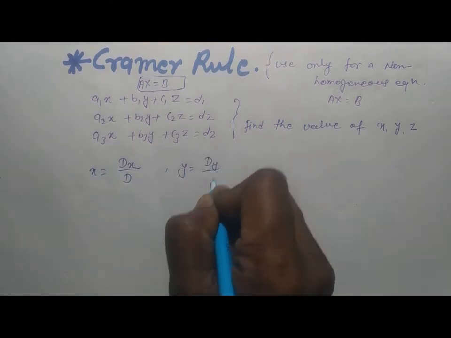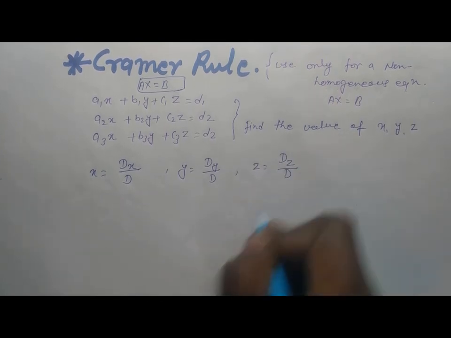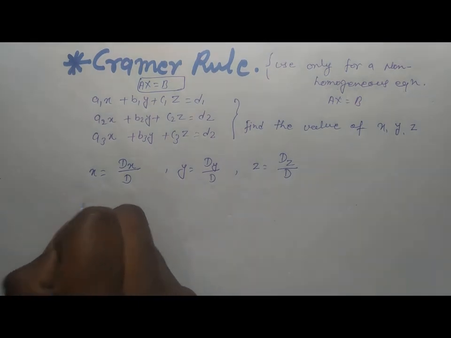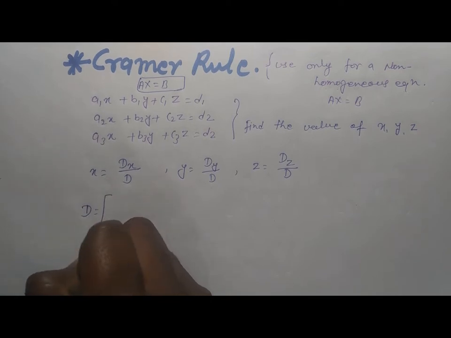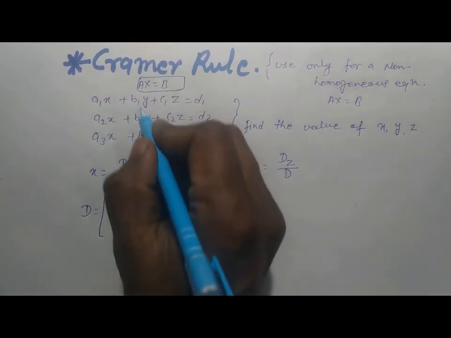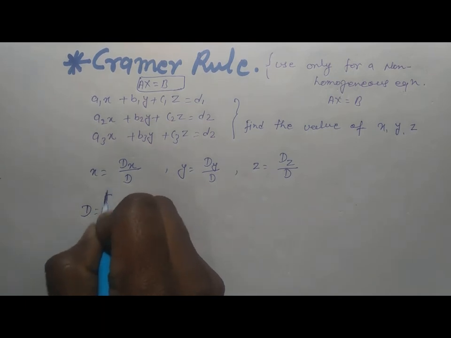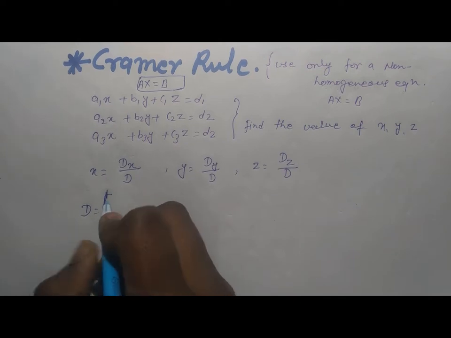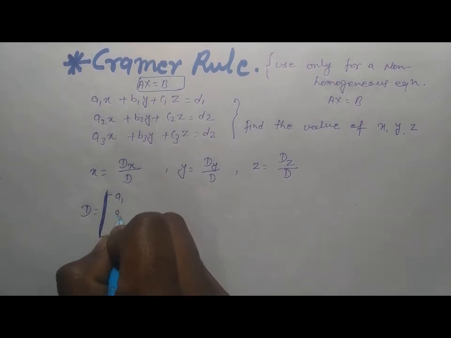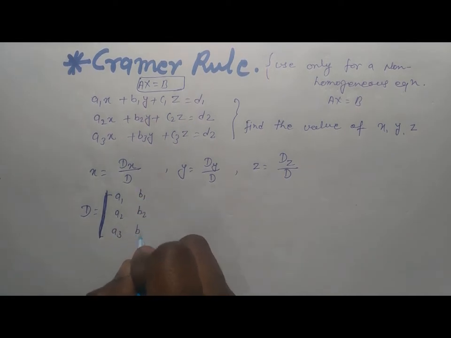Then the values are x equal to dx by d, y equal to dy by d, and z equal to dz by d. If you can find the values dx, dy, dz, then you can easily find the values of x, y, z. First we find d. D is the determinant of the coefficients of the variables x, y, z, that is a1, a2, a3, b1, b2, b3 and c1, c2, c3.